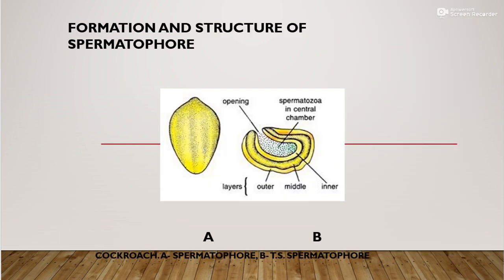Now we see here the formation and structure of the spermatophore. Look at this picture A and picture B. Picture A is the spermatophore and picture B is the TS of the spermatophore. The sperm produced from the testis while the cockroach is still young are brought through the vas deferens into the seminal vesicle for storage. The sperm in the seminal vesicles are glued together in the form of a bundle, and that is called a spermatophore. The spermatophores are discharged by the male during copulation.